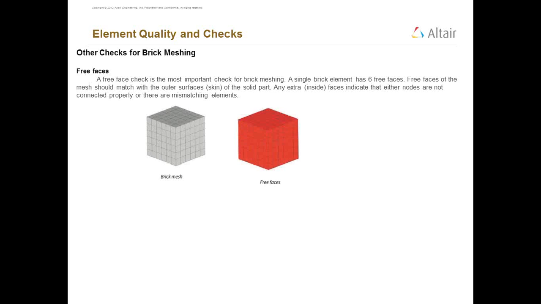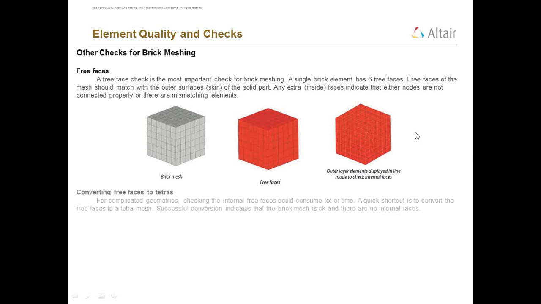Other checks for brick meshing: free faces. A free face check is the most important check for brick meshing. A single brick element has 6 free faces. Free faces of the mesh should match with the outer surface skin of the solid part. Any extra inside faces indicate that either nodes are not connected properly or there are mismatching elements. As you can see, this is the brick mesh, free faces. At the inner side you can see the free face inside also, so it is not connected.